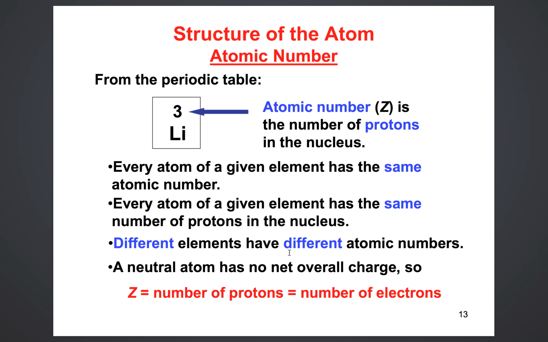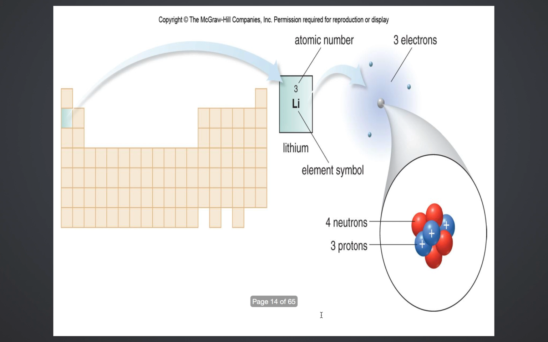Every atom of a given element has the same atomic number, meaning the same number of protons in the nucleus. Different elements have different atomic numbers. A neutral atom has no overall charge, so Z, the number of protons, and the number of electrons are equal.